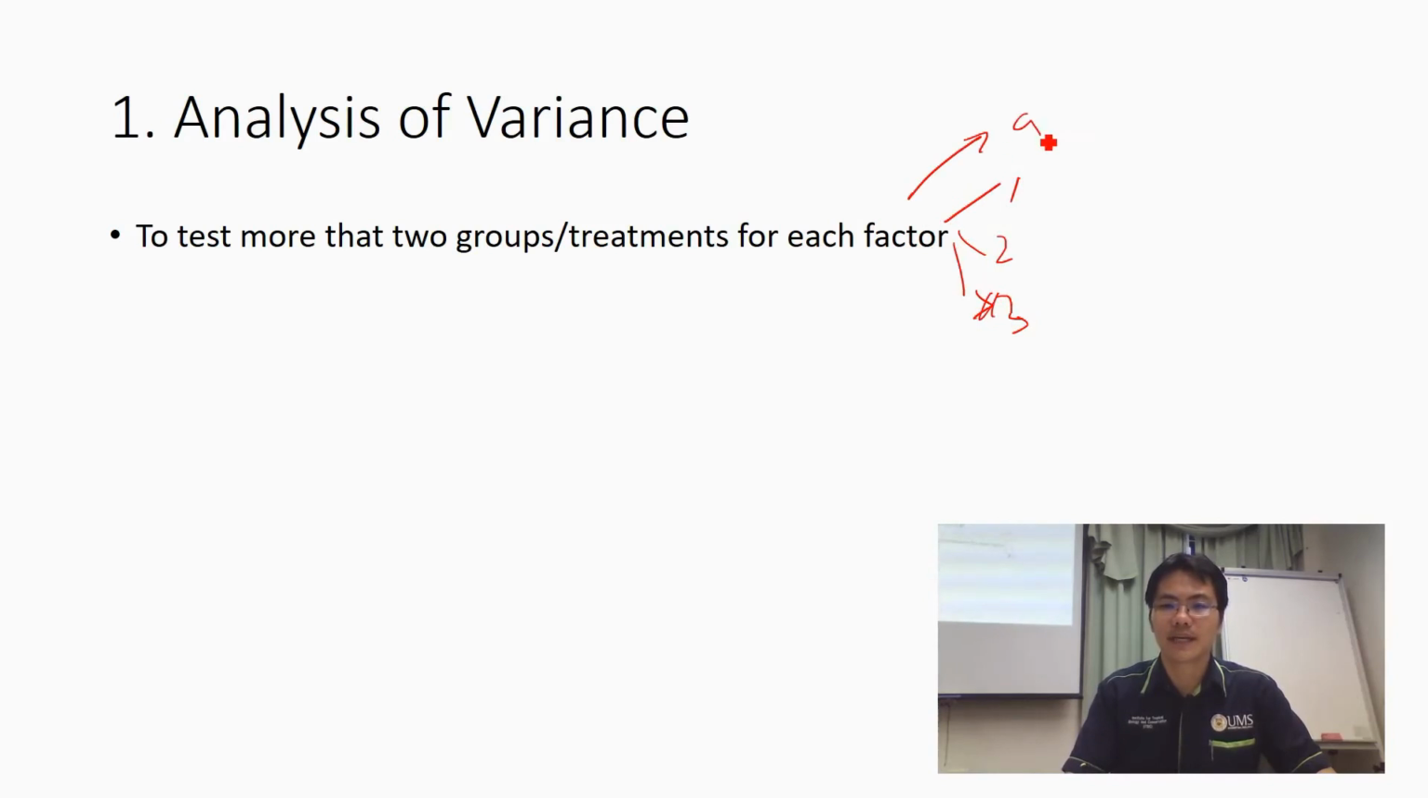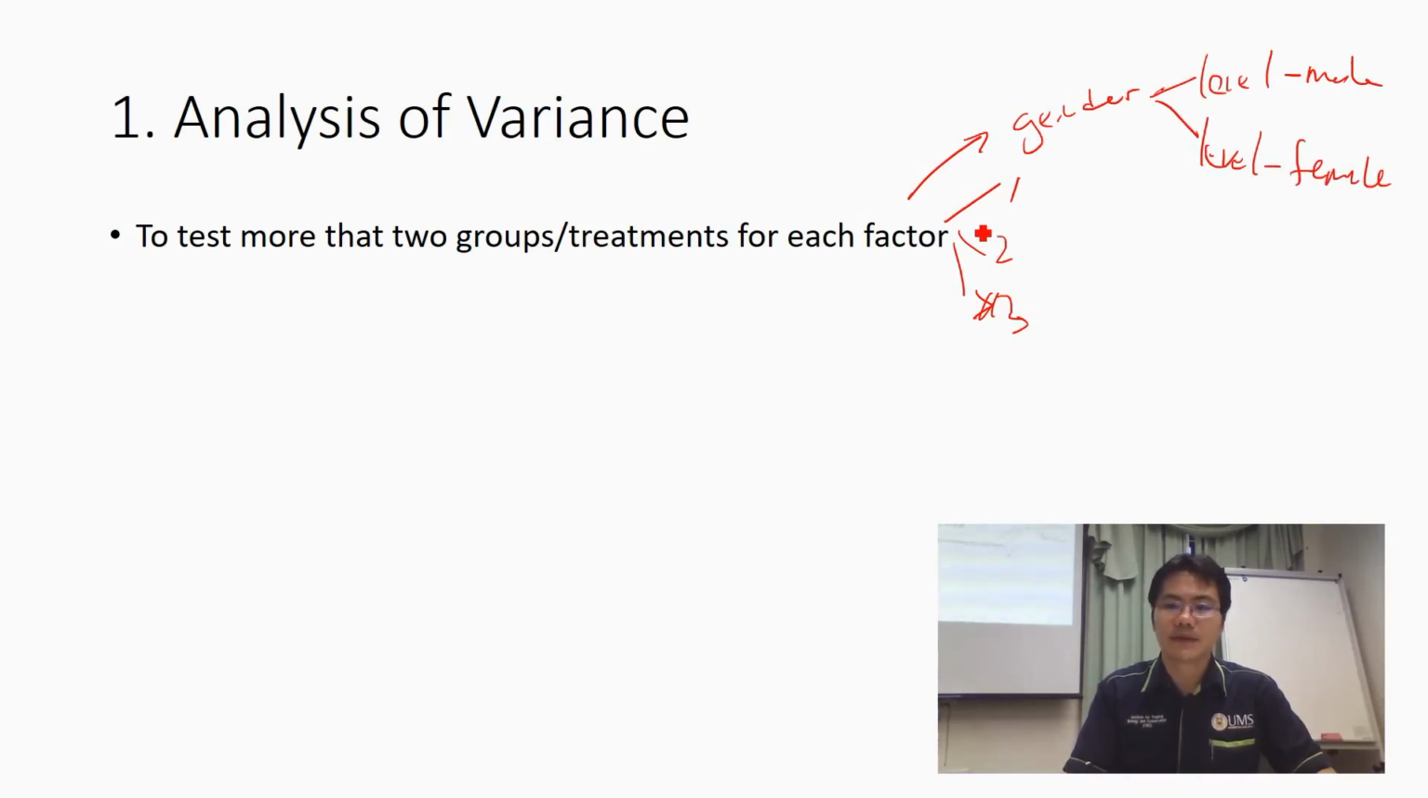So factor can be gender. Okay. You want to test is there any differences between male and female. In this case, you only have two groups, but you still can use the ANOVA. In this case, you only have one factor. In this factor, you have two labels. So what we call the label in the ANOVA. So one is male, another one is female.